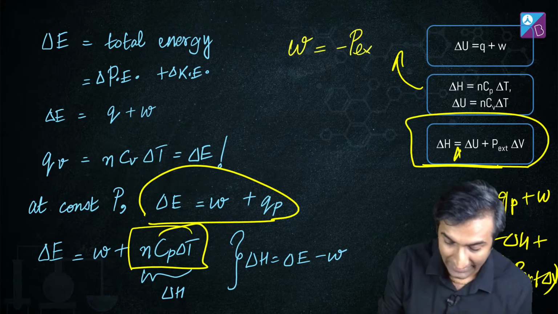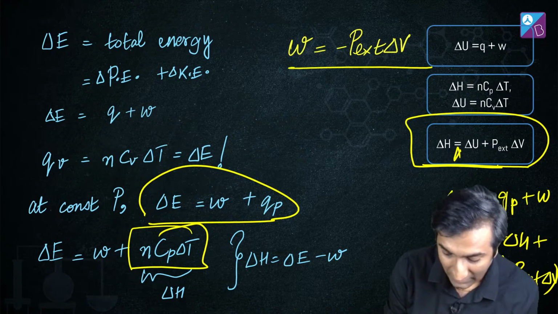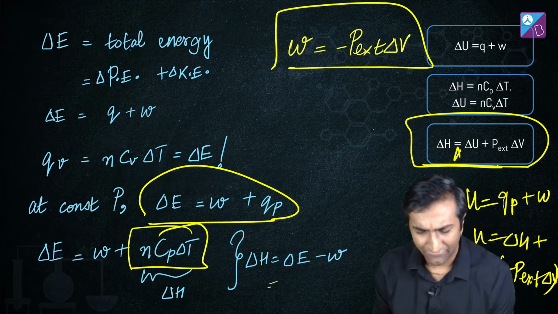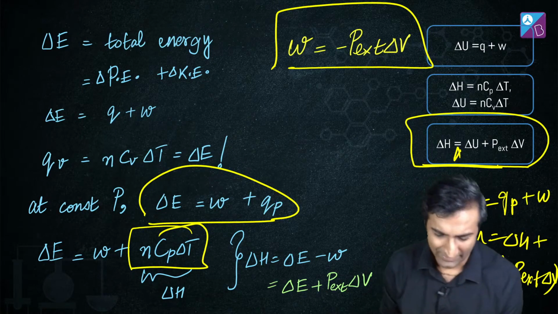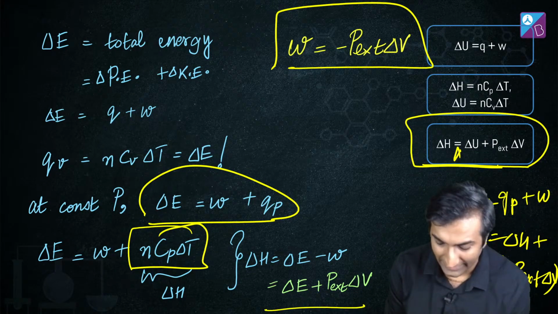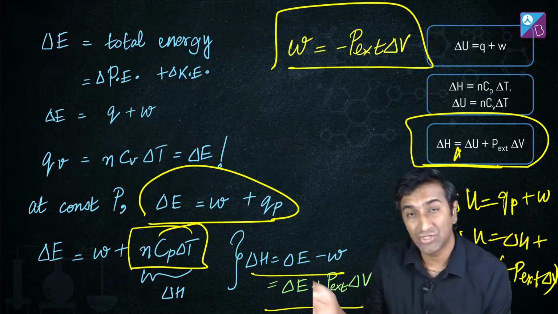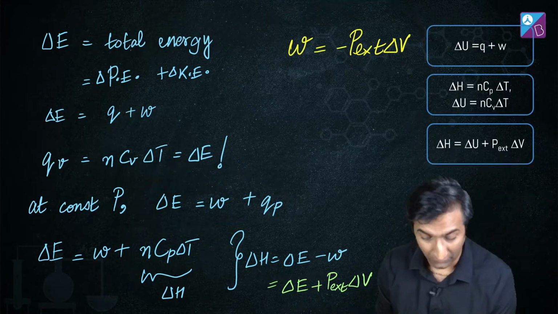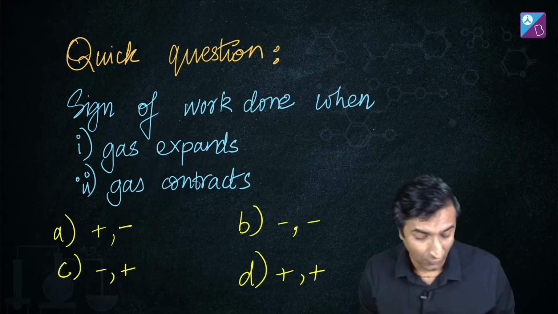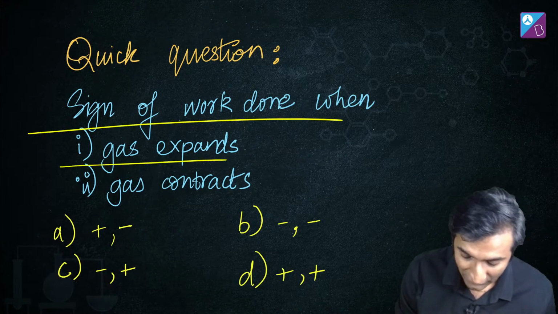Yeah. Work is defined as negative P external times delta V. Okay. And this may be hard for students to remember because sometimes they think plus है minus है याद नहीं रहता है. ठीक है, we'll figure that out as well. I told you how to remember that. Expansion work is negative, compression work is positive. Here's a quick question just to make sure everyone is awake. Sign of work done when gas expands, gas contracts.